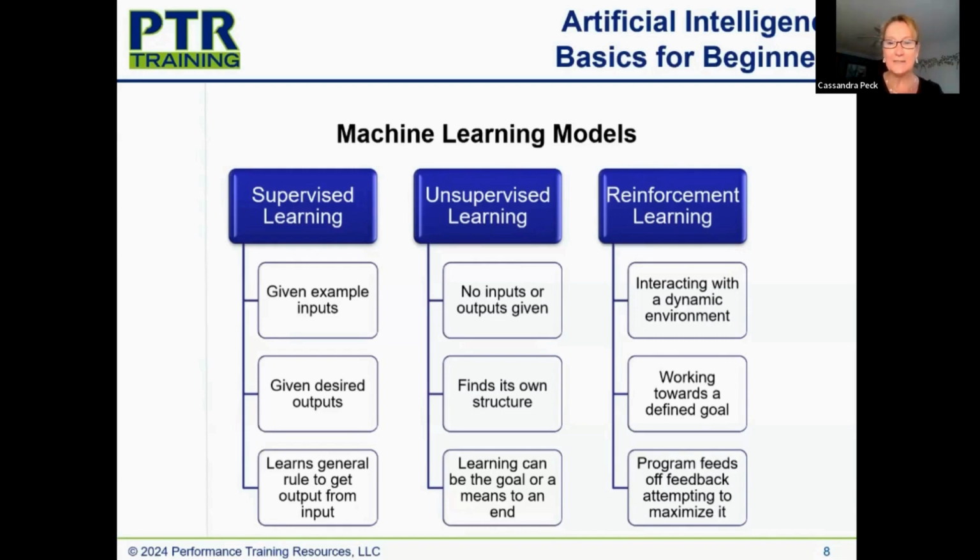So reinforcement learning is often used in scenarios where an optimal sequence of actions needs to be learned, such as gaming. I'm not a gamer, but throw some others out there, like gameplay or robotics, right? So it's interacting with a dynamic environment, working towards a defined goal, and the program feeds off of feedback and attempts to maximize it.